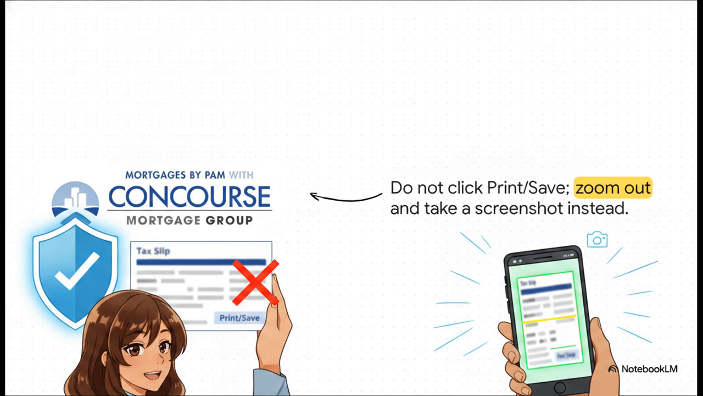Now here is a massive pro tip from financial experts that you absolutely need to know. Because of a known CRA system glitch that actually omits your name when you use the native print or save button on their site, you should simply zoom out your browser window and take a screenshot of your entire slip instead. Seriously, it's that easy. This ensures all your identifying information is captured perfectly, just in case you need to submit the document to an accountant, a bank, or a mortgage broker later on.